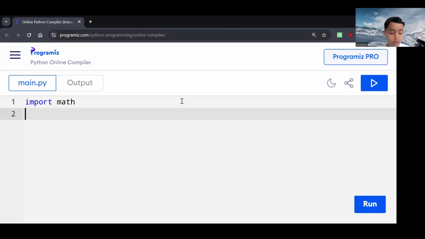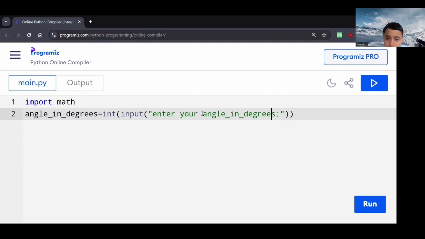Then after that, what we do is angle in degrees equals to int, bracket, input, bracket, quotation marks, enter your angle in degrees. So we can do that, Control C, right? Control V.